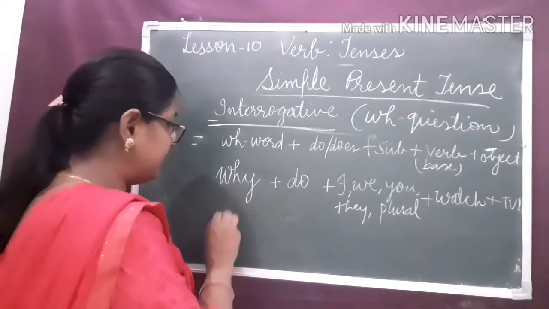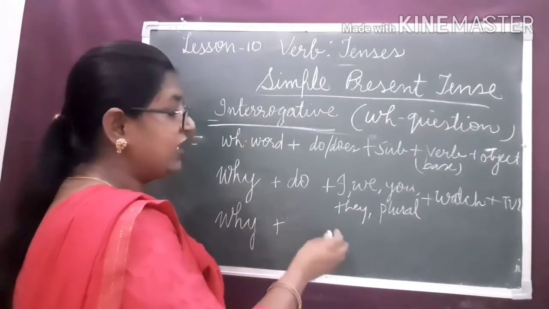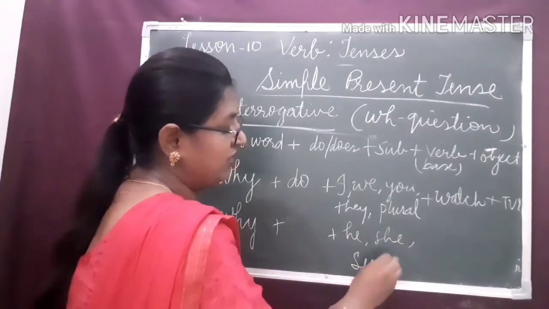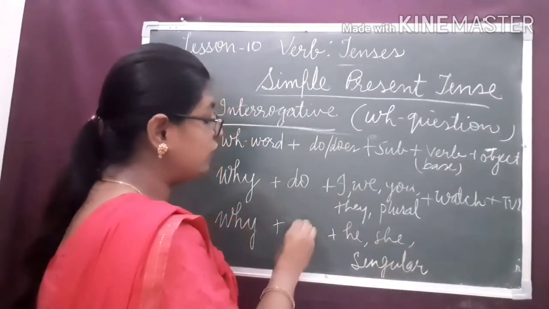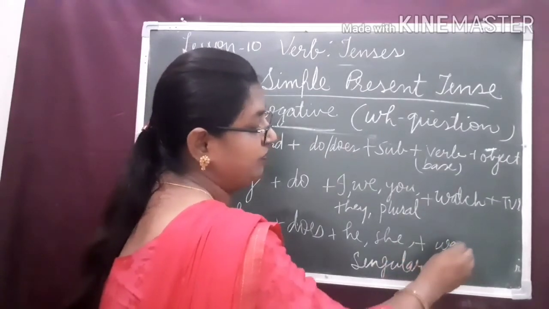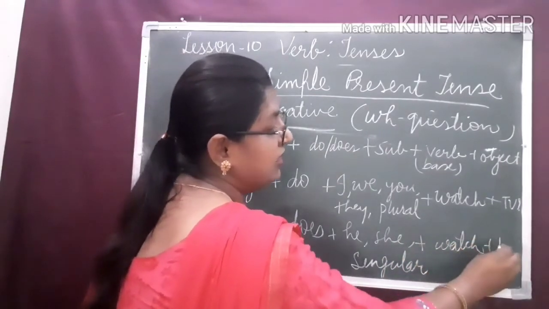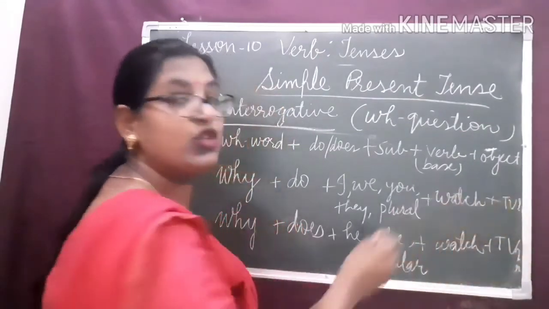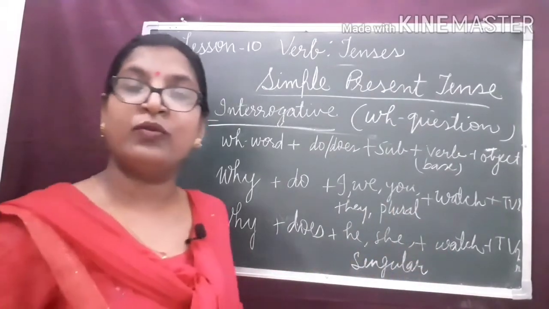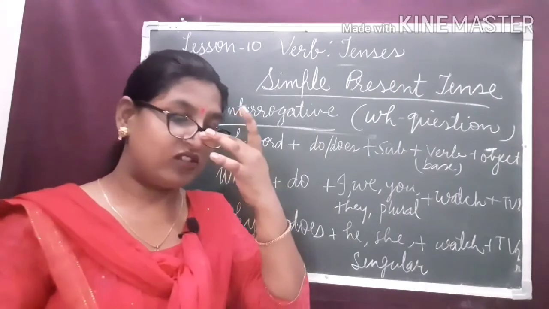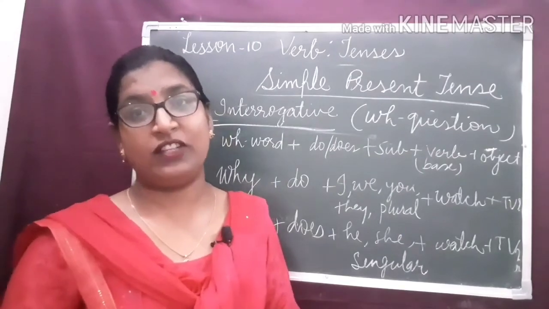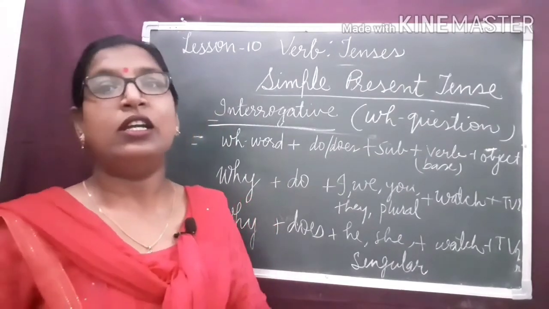And let us see another example. Why, if the subject is he, she, or any singular subject, we use does, and the verb in its base form plus the object, and at last the question mark. Why does he watch television? So this is the structure of different kinds of sentences. We have learned how to frame affirmative, negative and interrogative sentences in simple present tense.